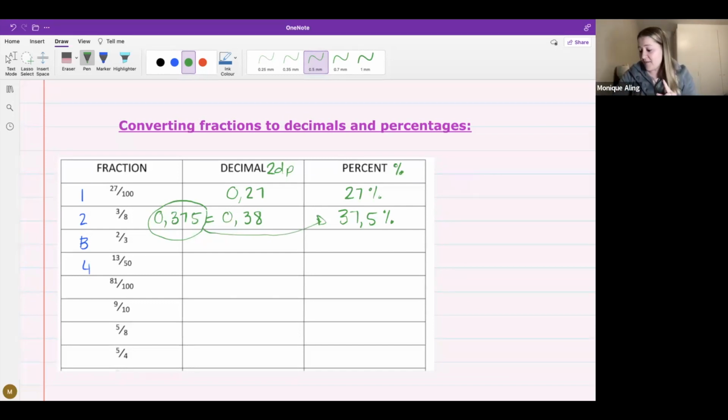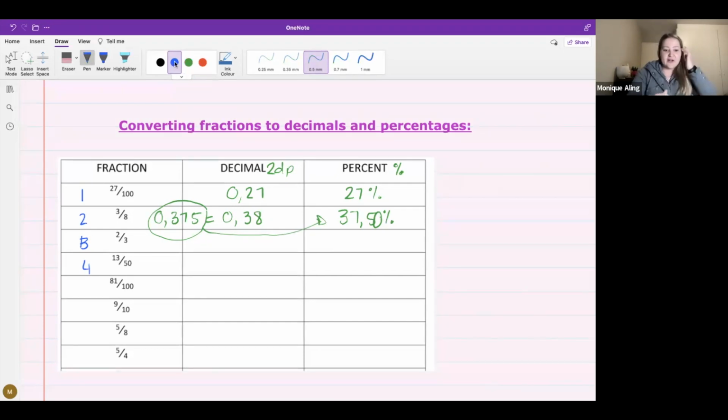Again, you can put the 0 in after the 5 because normally it's 2 decimal places, but it's not necessary. Only with money do you have to put that 0 in. But because it's a percentage, you can leave it as 37.5. Thanks so much, Naledi. That was amazing work.